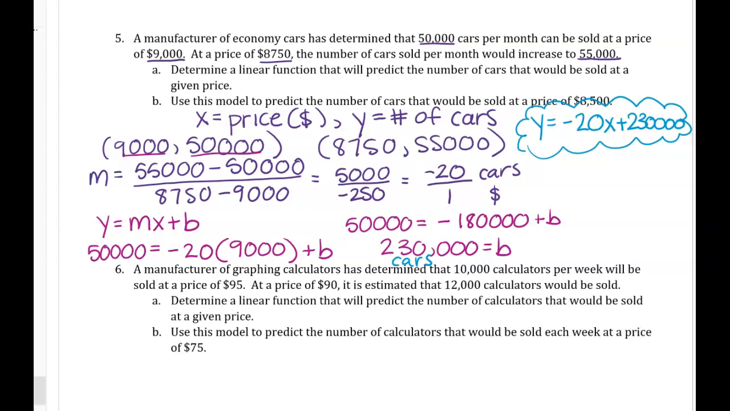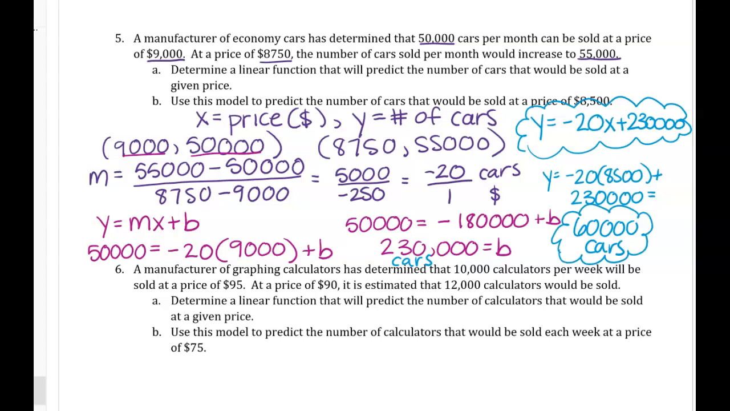So if the price was 8,500, y equals -20 times 8,500 plus 230,000, which equals 60,000 cars. And again, if you compare these numbers, if the price was 9,000, we sold 50,000; at 8,750, we sold 5,000 more. When it was 8,500, we sold more than that. So it should be fairly logical.